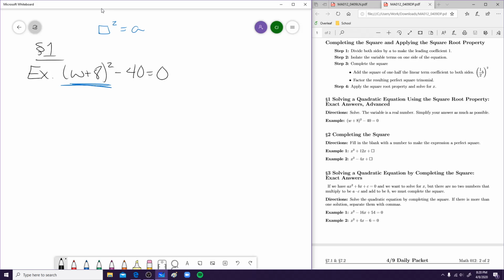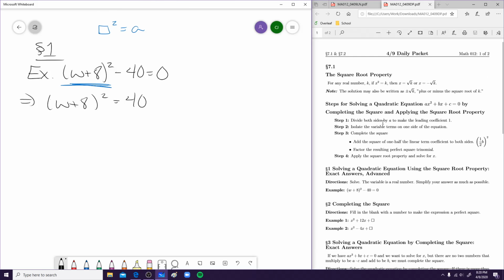So how do I do that? I'm going to add 40 to both sides. So I'll get (W + 8) quantity squared is equal to 40. Now, I don't want this squared anymore, so I'm going to use the square root property. So I can say W + 8 is equal to plus or minus the square root of 40.